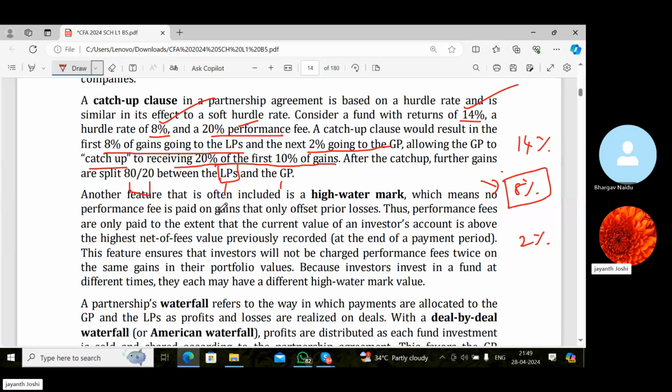The rest leftover is 4%, right? That will be split as 80-20. So 3.2 and 0.80. Okay. Another feature that is often... Did you understand, Bhargav? Yes, sir.